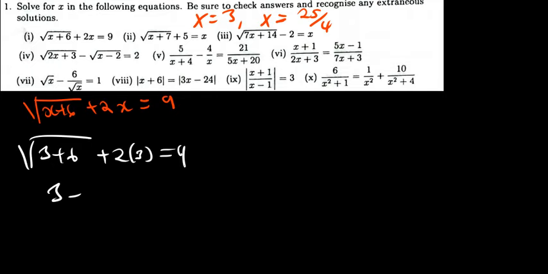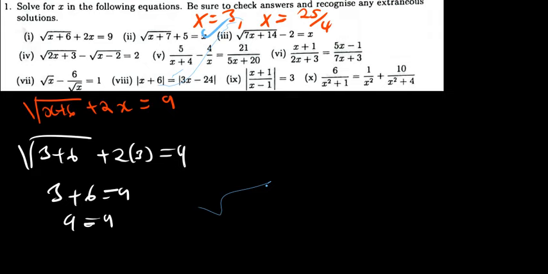Let's plug in 3. We see if it's going to give us 9. So the square root of 3 plus 6, then plus 2 times 3, is equal to 9. Here I'm going to get 9. The square root of 9 is 3. 2 times 3 is 6, so 6 plus 3 is 9. So 9 is equal to 9. So indeed x is equal to 3 is the solution for this radical equation. As simple as that. Now I need to also prove the second one.